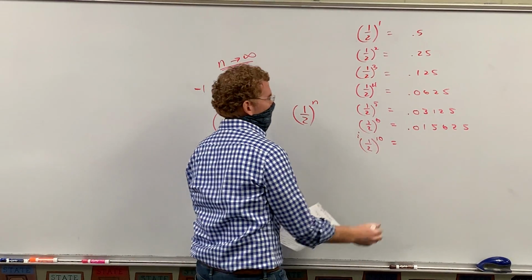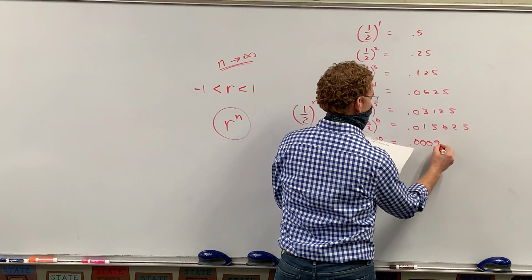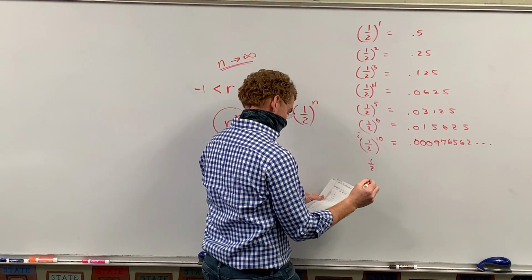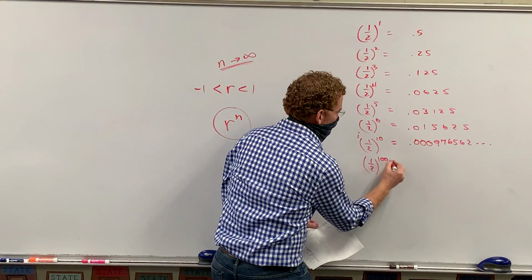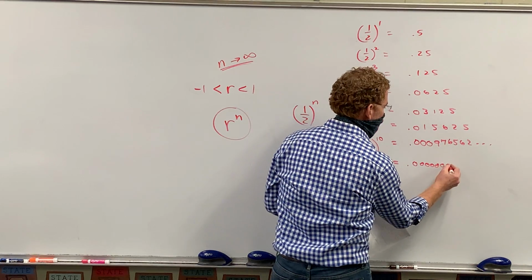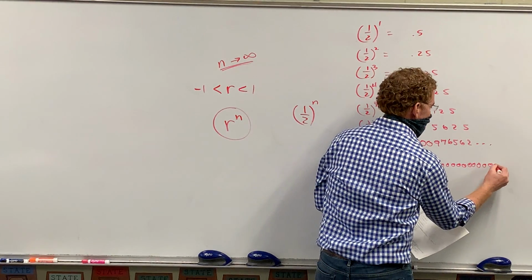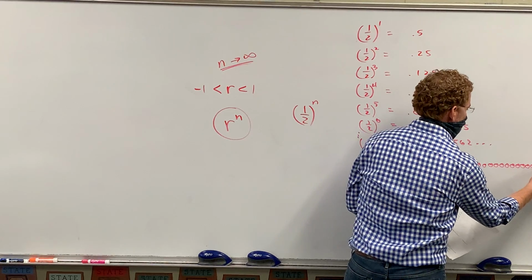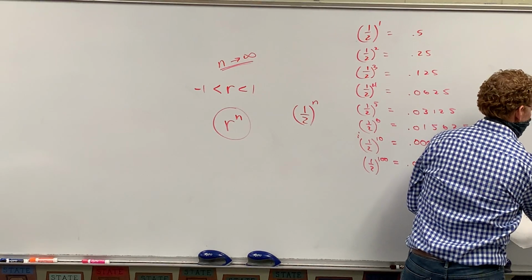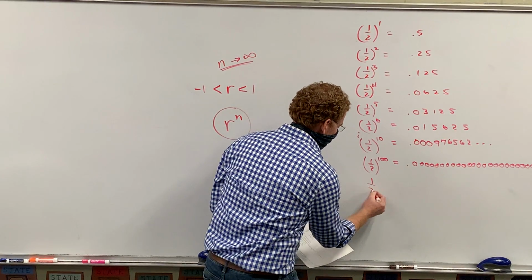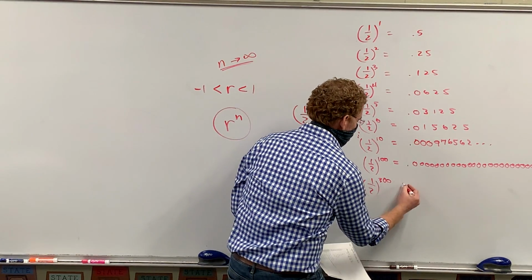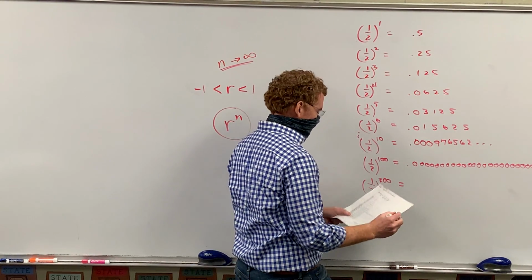To the 100th is a small number. To the 300th. Why don't we go a little scientific notation?